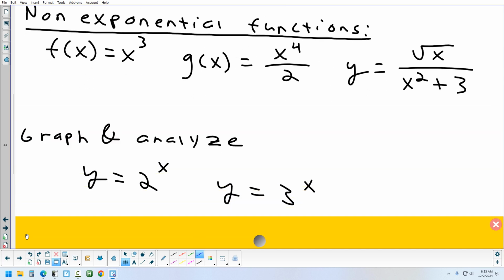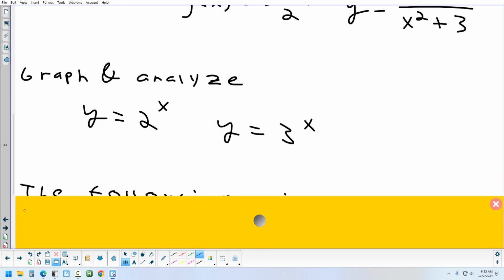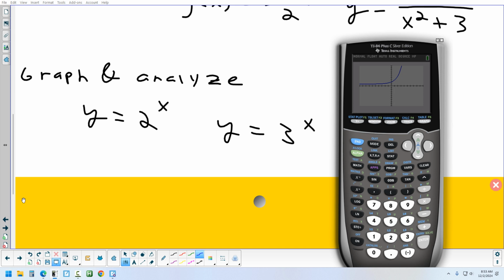Okay, so let's look at the difference between those two graphs: 2 to the x and 3 to the x. I already modified it, so let me put 2 to the x back. Just get rid of that plus 1. And 3 to the x. Okay, so 2 to the x is in blue, 3 to the x is in red. And what do you notice about the red one compared to the blue one?